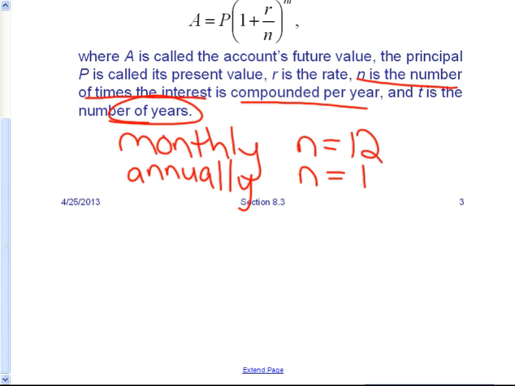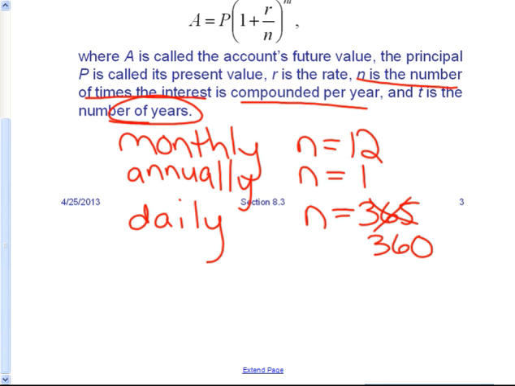So let's suppose I tell you that it's compounded daily. Well, how many days are there in a year? There are 365, although most of the time your homework will tell you to use 360. Just watch out for the directions. What else do you see?